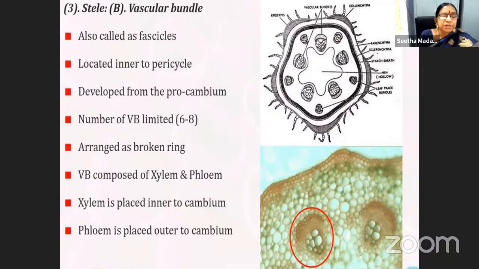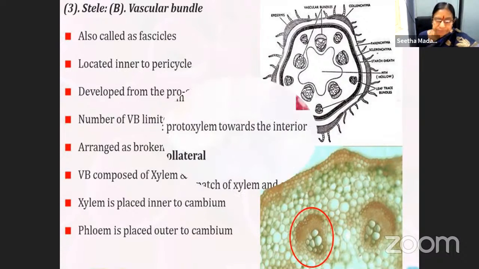Then vascular bundle is composed of xylem and phloem, and xylem is placed inner to the cambium and phloem is placed outer to the cambium. That is, in between xylem and phloem you find cambium.